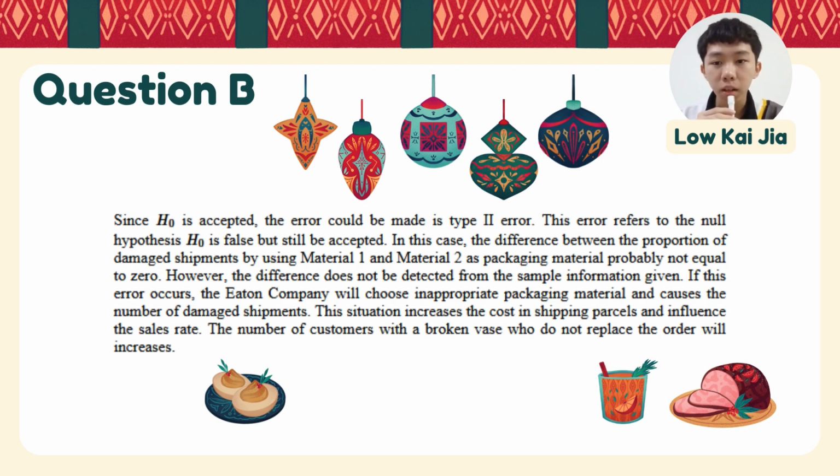For question B, since the null hypothesis is not rejected, the type of error that could happen is type 2 error, which means the null hypothesis is false but still accepted. This error indicates there is a difference between the damaged shipments of material 1 and material 2. If this error occurs, the cost of the shipment of vases will increase as the number of damaged shipments increases. The sales rate of the vases also decreases due to this situation.